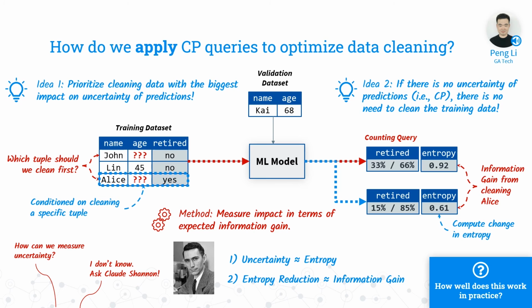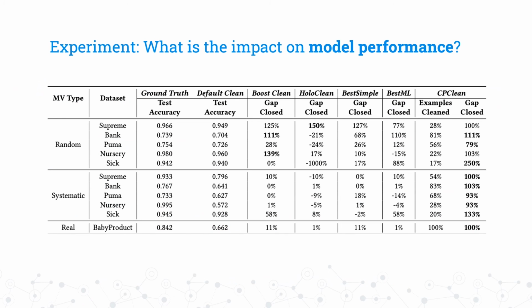Let's find out. We evaluate our approach on 5 datasets with synthetic missing values and 1 dataset with real missing values. For synthetic missing values, we simulate 2 types of missingness, including random missingness and systematic missingness. We compare our approach with several baselines. The first baseline, ground truth, uses the ground truth version of dirty data to train models. The second baseline, default clean, uses mean or the most frequent value to impute missing values, which is the most commonly used cleaning method in practice.